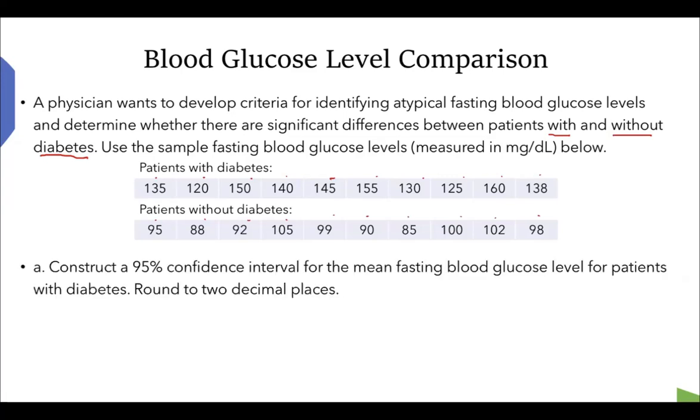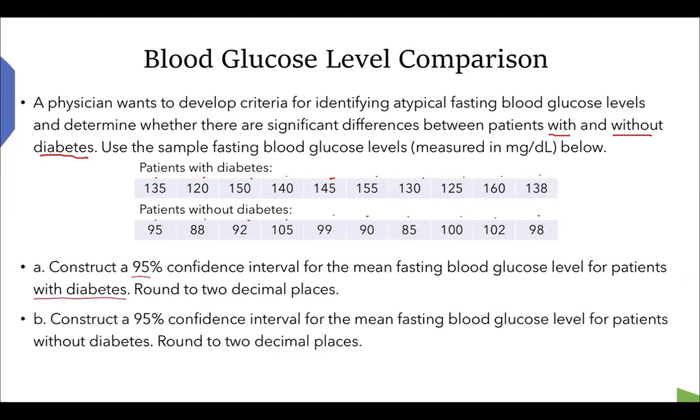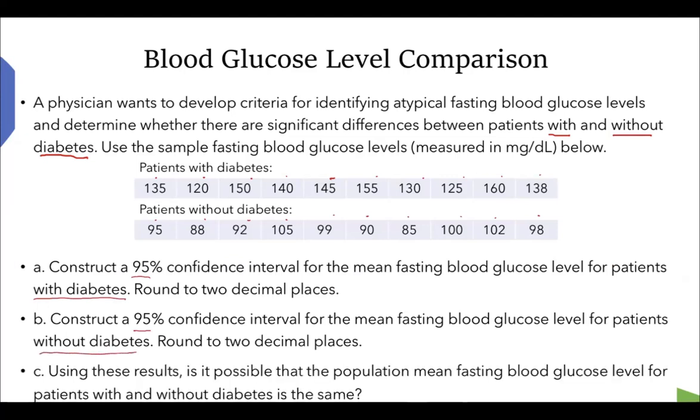The question says find a 95% confidence interval for the patients with diabetes. Find a 95% confidence interval for patients without diabetes. And we're going to use the results and compare and decide if it's possible that the population mean fasting blood glucose level for patients with and without diabetes is the same. So notice that besides the raw data, there are no other numbers provided to you beyond the level of confidence. So all the information that you need is in the raw data.